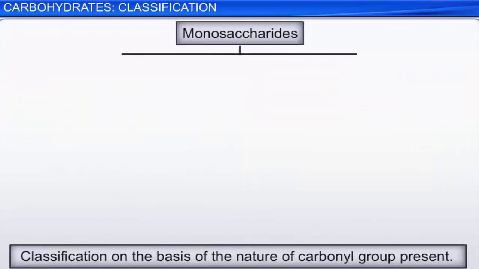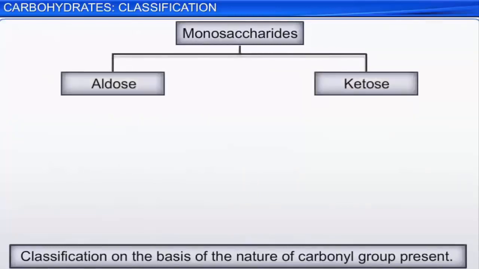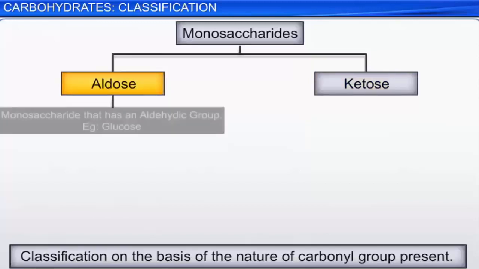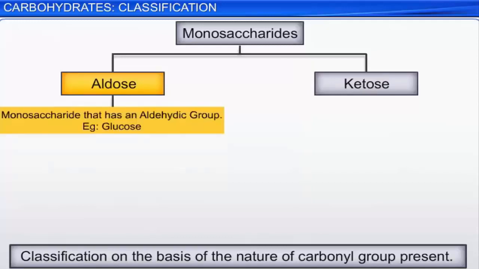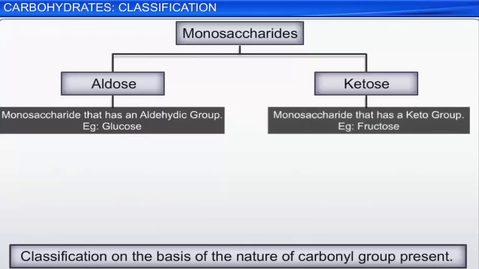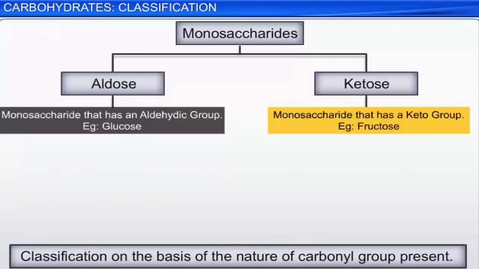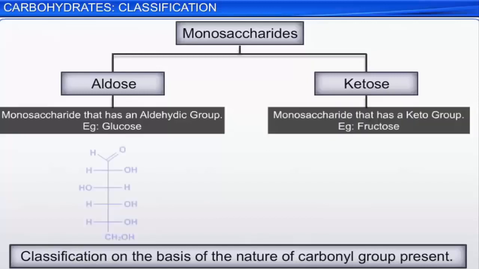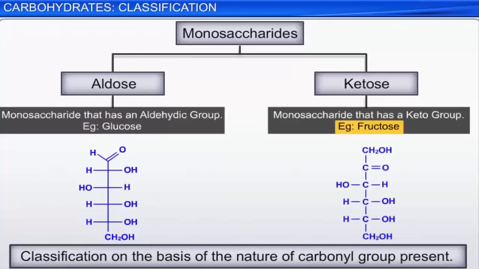Monosaccharides can be further classified into two major categories on the basis of the nature of the carbonyl group present, as aldoses and ketoses. The term aldose is used to describe a monosaccharide that has an aldehydic group. The term ketose is used to describe a monosaccharide that has a keto group. For example, glucose is an aldose, while fructose is a ketose.